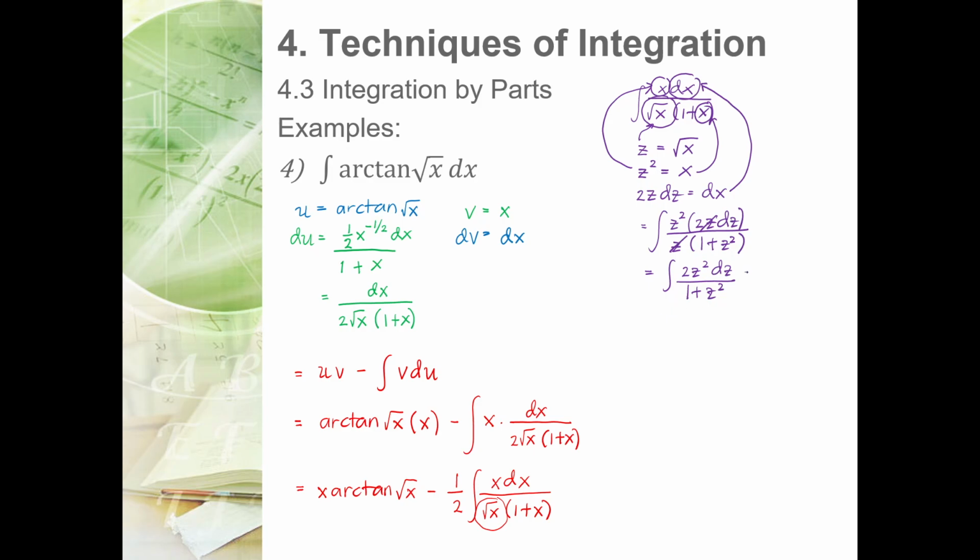Okay, so we can also factor out 2. So we're going to have z squared dz all over 1 plus z squared. Notice that we have the same degree in the numerator and in the denominator, so we can use long division here. Let's put the long division in this corner here on the upper right.